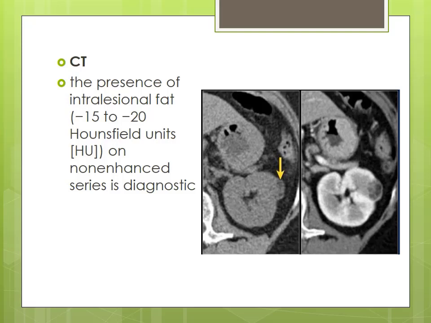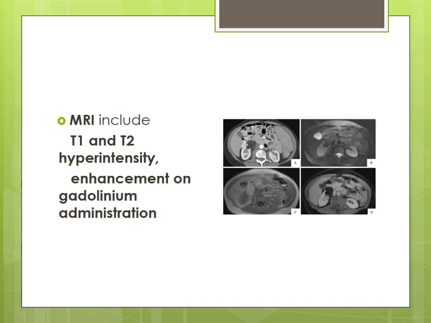CT. The characteristic feature of angiomyolipoma on CT is the presence of intralesional fat. It has a Hounsfield unit of -15 to -20, and it is very diagnostic of angiomyolipoma. On MRI, on T1 and T2, they are hyperintense, with enhancement on gadolinium administration.